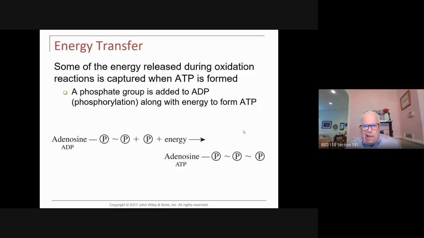Some of the energy that is released during oxidation is captured when ATP is formed. So you have adenosine diphosphate plus a phosphate. This is called phosphorylation, and that energy becomes ATP. Now, ATP can be used immediately or stored, and it's stored in cells that have mitochondria in them.